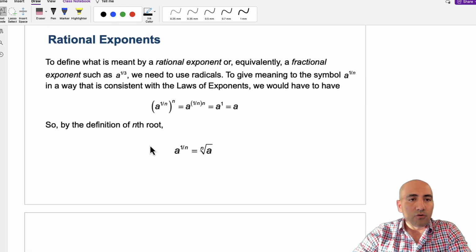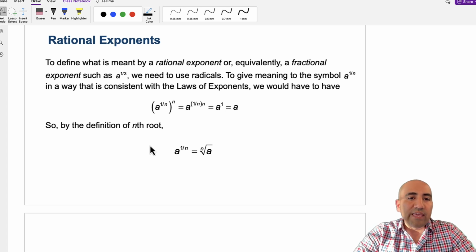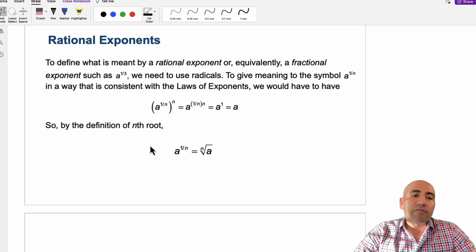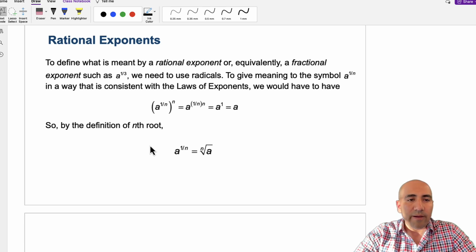As I mentioned earlier in this video, we can have fractional exponents of the form 1 over n. So to define what it means by a rational exponent, equivalently a fractional exponent such as a to the 1/3 power, we need to use radicals. To give the meaning to the symbol a to the 1 over n in a way that is consistent with the laws of exponents, we should have that the following is true, right?